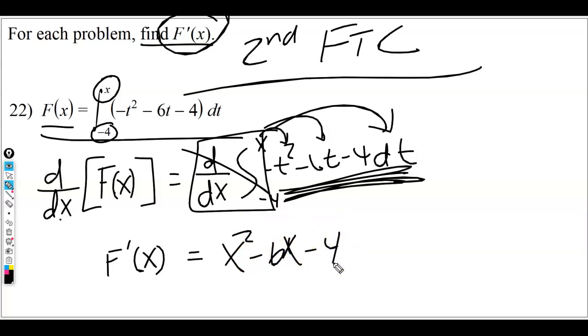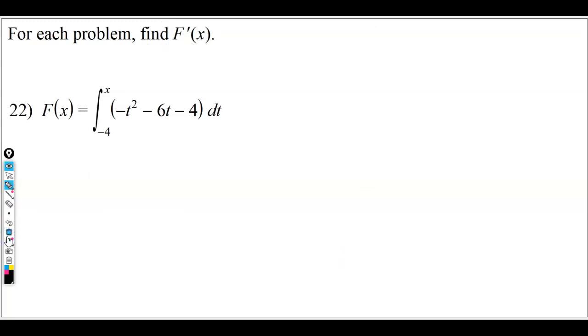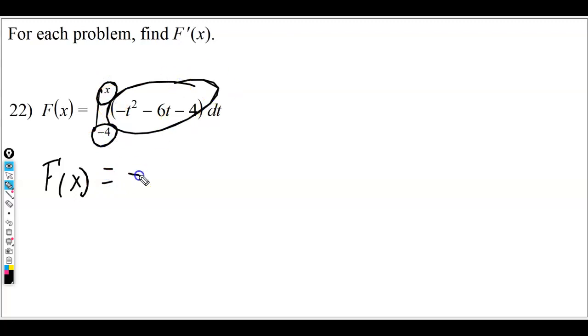So here's your nice little shortcut. You do not have to show all that work. That's a lot of extra work. If you want to find the derivative of an integral function, so long as there's just a number here and x here, basically your answer is just going to be this thing, but with x's instead.